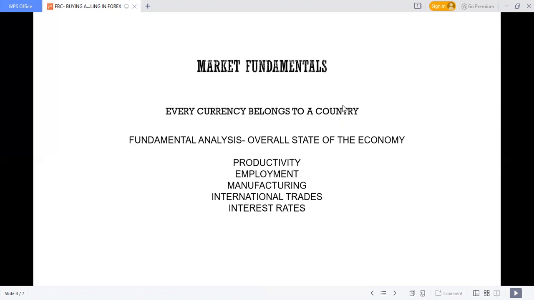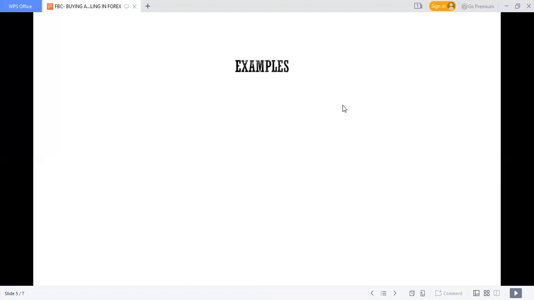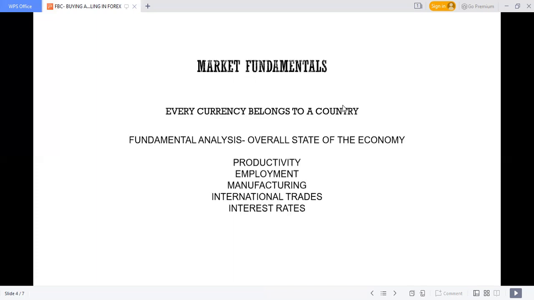We also have things like interest rates. The central bank, the government would make monetary decisions based on what is happening. Sometimes they want to curb inflation, okay? They want to curb inflation, and then interest rates will be increased. There are times that the interest rate will be reduced, maybe when there's deflation and all of that.